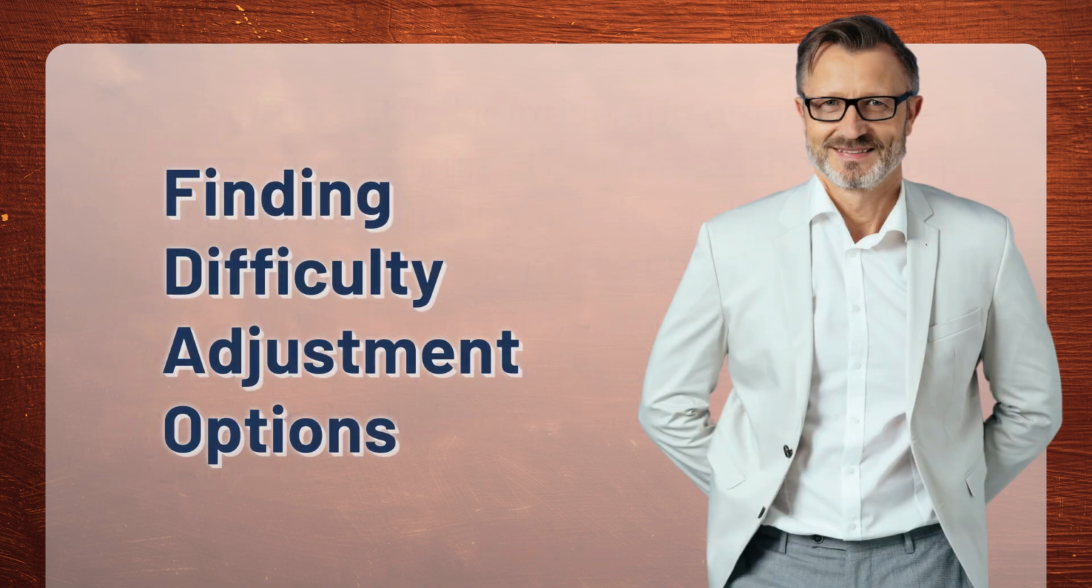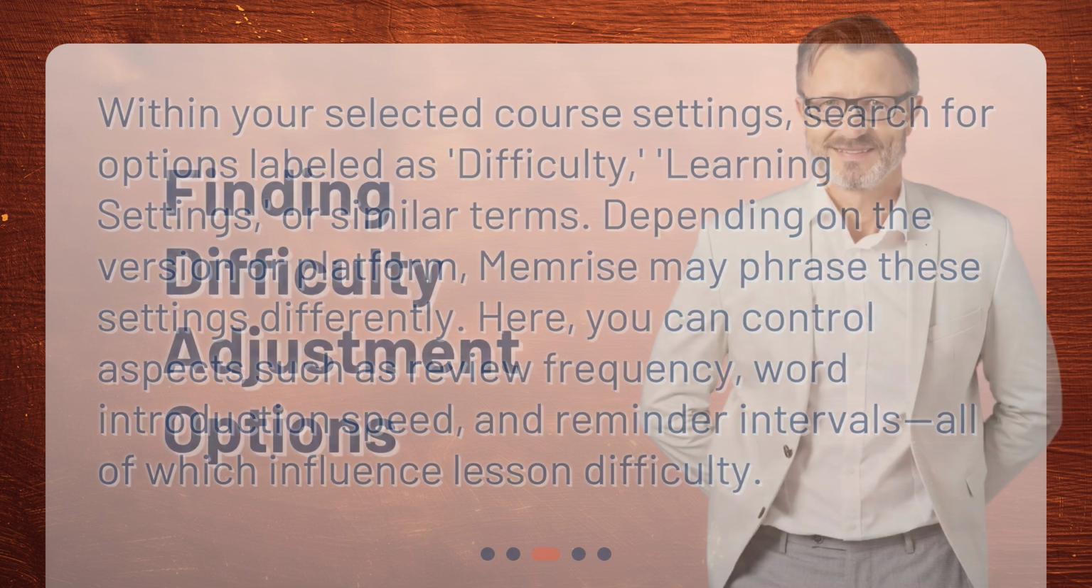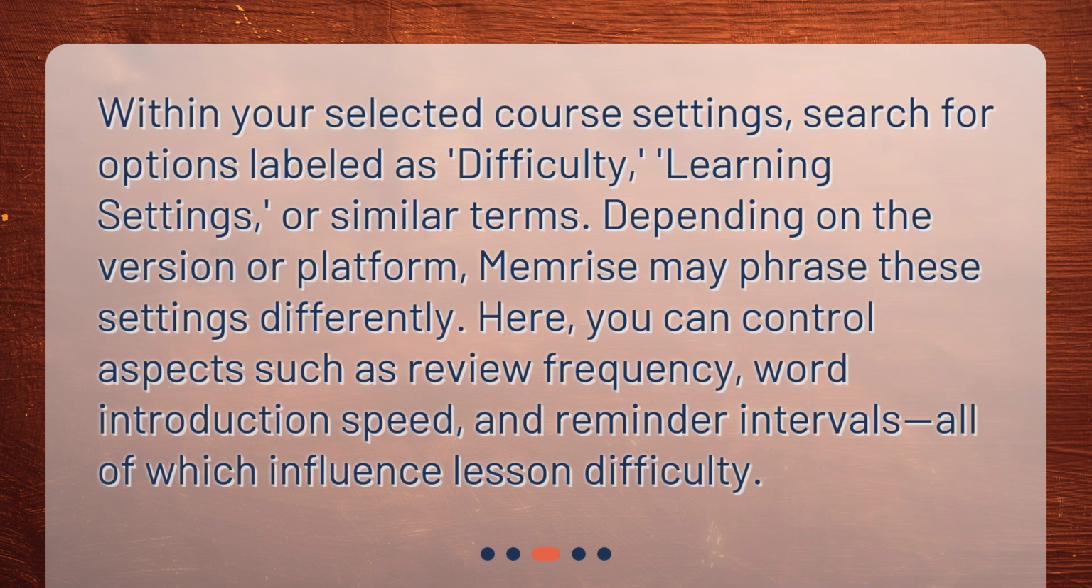Finding difficulty adjustment options. Within your selected course settings, search for options labeled as difficulty, learning settings, or similar terms. Depending on the version or platform, Memrise may phrase these settings differently. Here, you can control aspects such as review frequency, word introduction speed, and reminder intervals, all of which influence lesson difficulty.